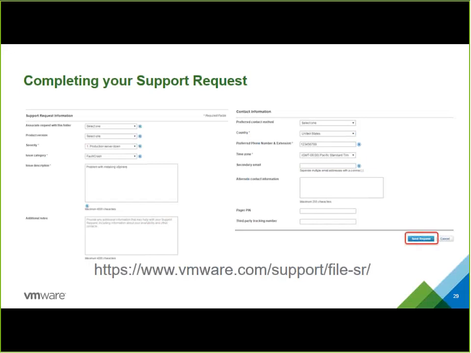Once you have verified that all your information is correct, you can click the Send Request button in the bottom right. You will then receive an acknowledgement of your support request in the portal and an email confirmation with the support request number. There is a link at the bottom of this slide that reviews the steps to file a support request in the MyVMware portal.